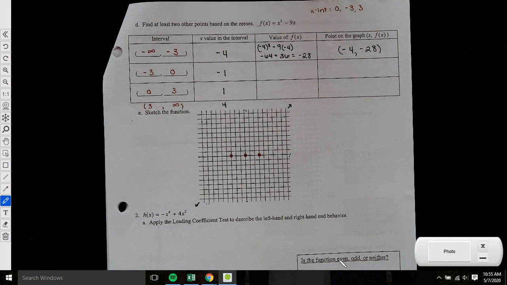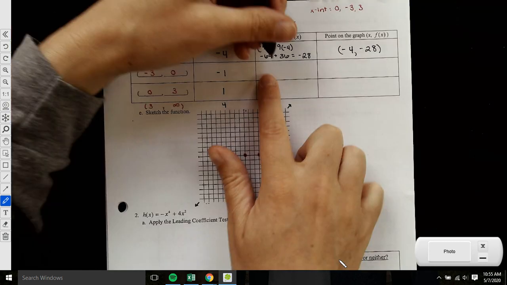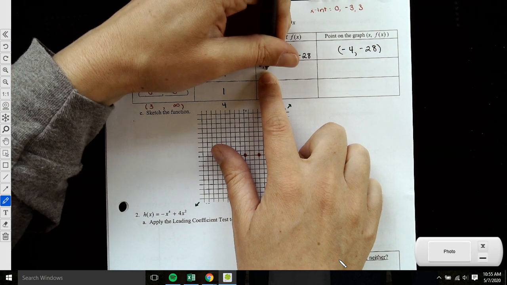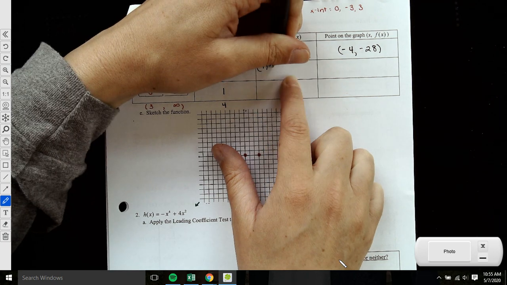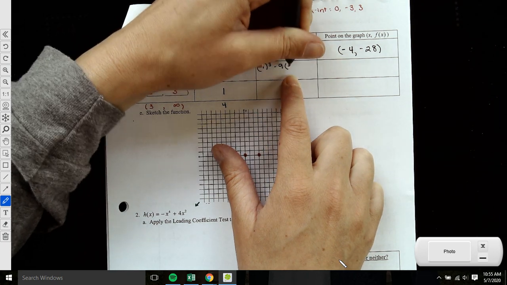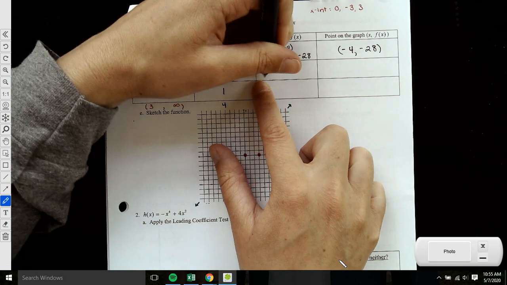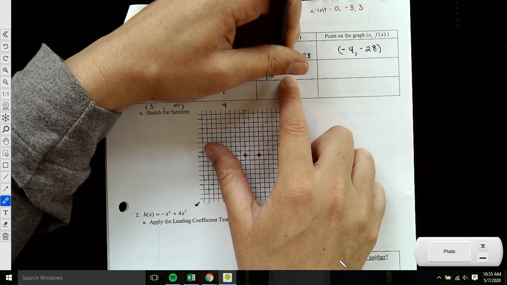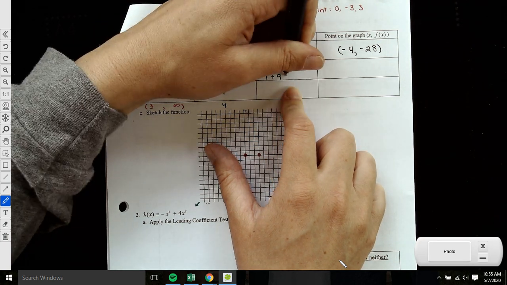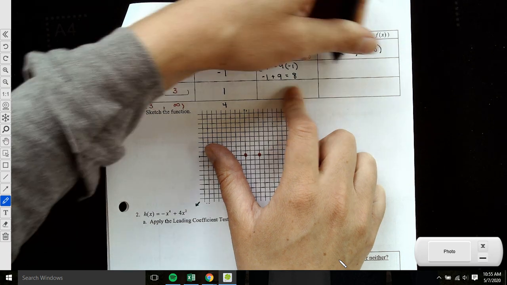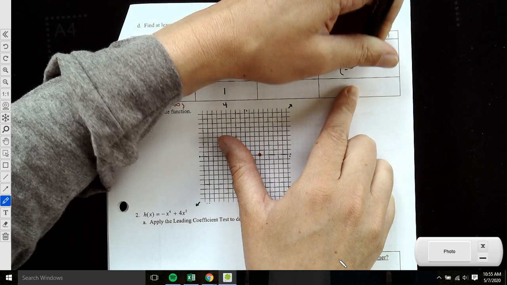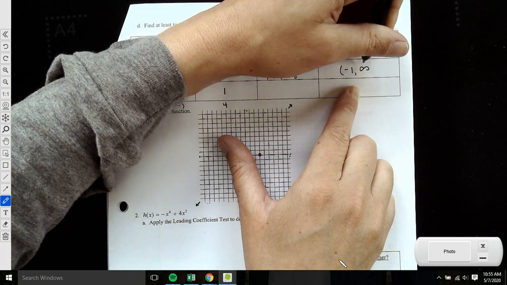So now I'm going to go to my next point. So if I'm plugging in -1, -1 cubed minus 9 times -1. So that gives me -1 plus 9, which is going to be 8. So I have the point -1, 8.